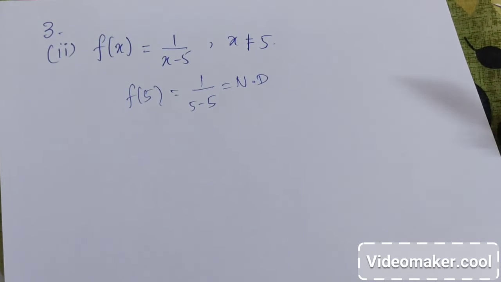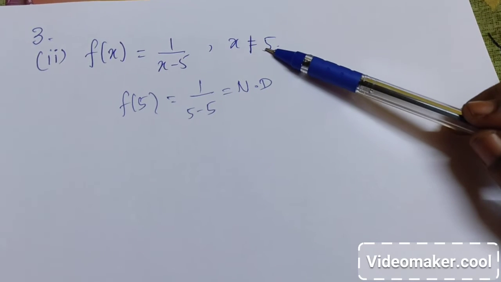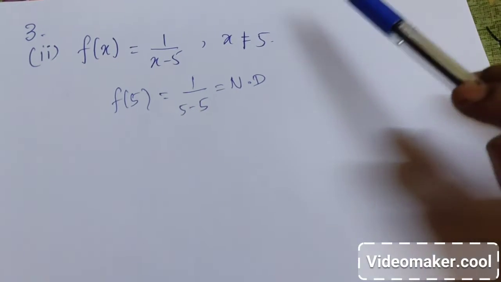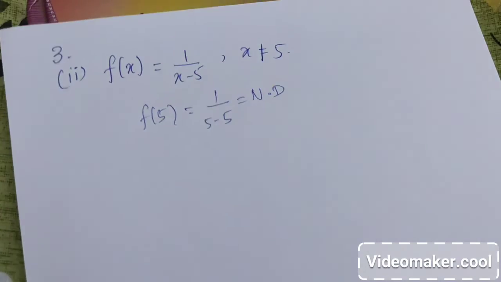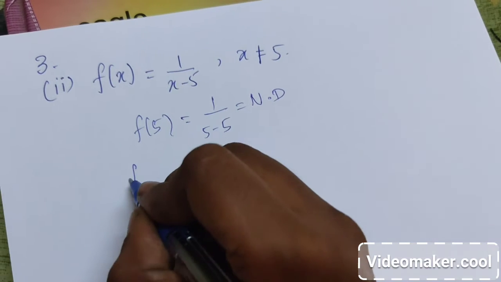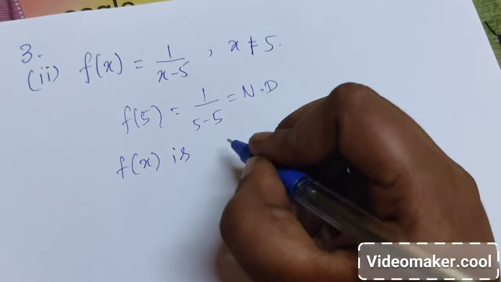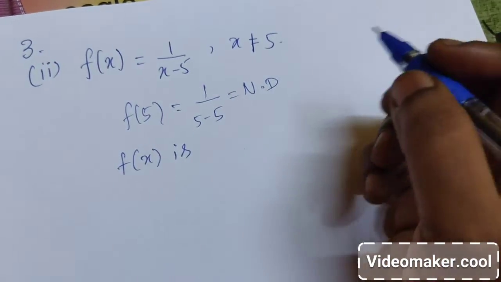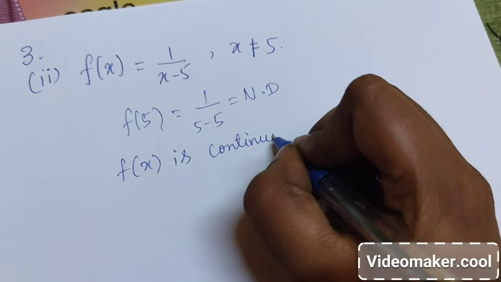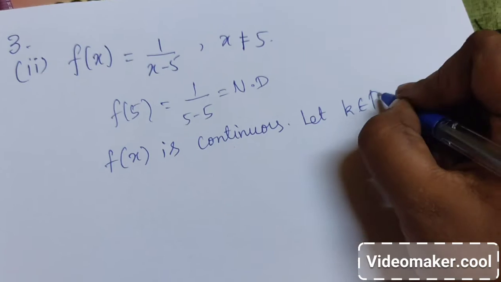So they have given the domain of the function as the real number set excluding 5. Okay, so we will consider any real number apart from this 5. Now we are going to consider a real number. So we can say f of x is continuous for all real numbers. Let us take k, where k is some real number.